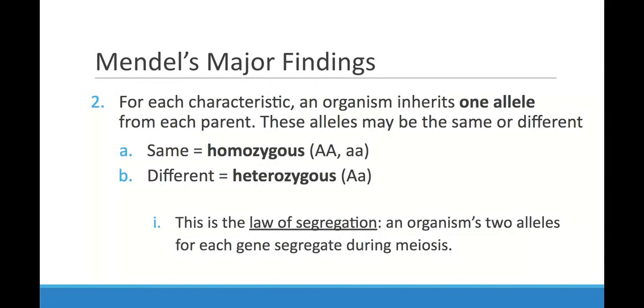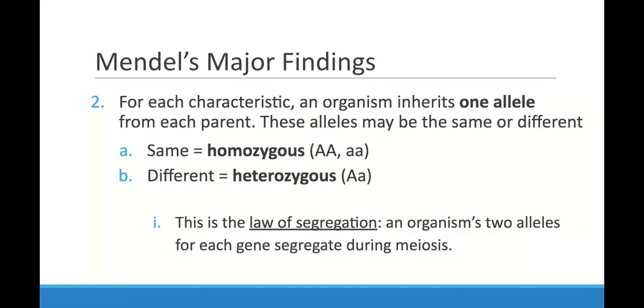The second thing Mendel wound up finding is that for each characteristic, an organism inherits one allele from each parent. These alleles may be the same or they may be different. If an offspring has two of the same allele, we say it's homozygous. If it has two different alleles, we would say it's heterozygous.